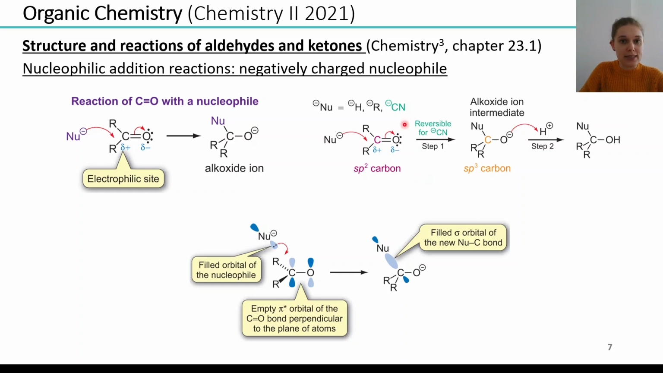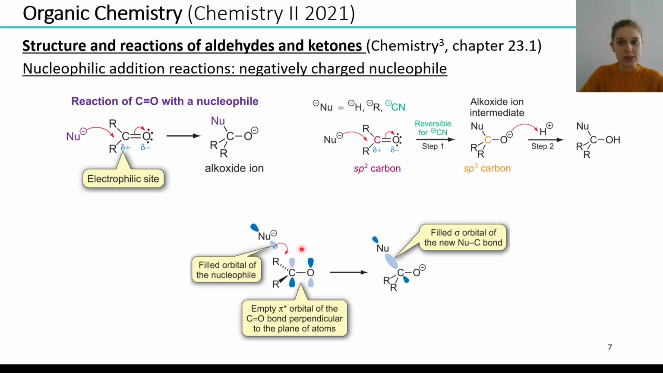And this first step, the addition of the nucleophile to the carbonyl group, is irreversible for a hydride ion or a carbanion. However, it is reversible for a cyanide ion. Then, in the second step, the intermediate alkoxide ion gets protonated to form the product which contains a hydroxyl group.